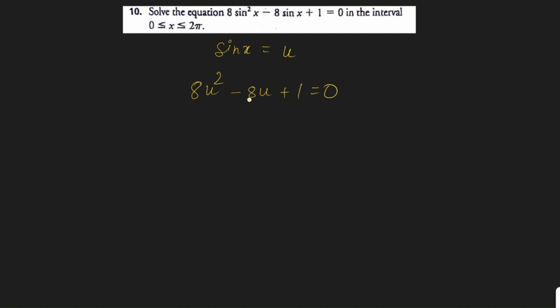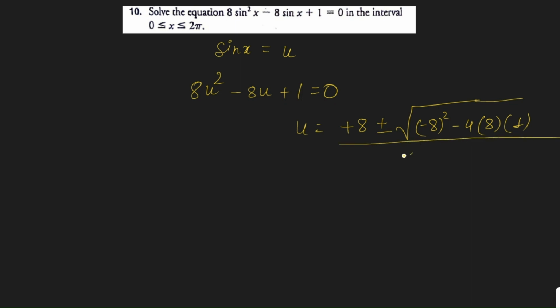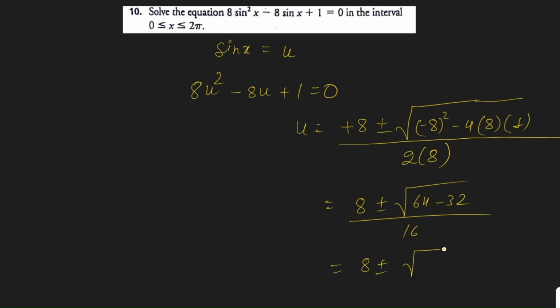We can solve this quadratic using the quadratic formula. Let's use that. So u will be negative b, which is positive 8, plus minus the square root of b square, which is negative 8 square, minus 4 times a, which is 8, times c, which is 1, over 2a, which is 16. Let's simplify this. So 8 plus minus, this is 64, this is 32, and then 16. So this will become 32 again, over 16.